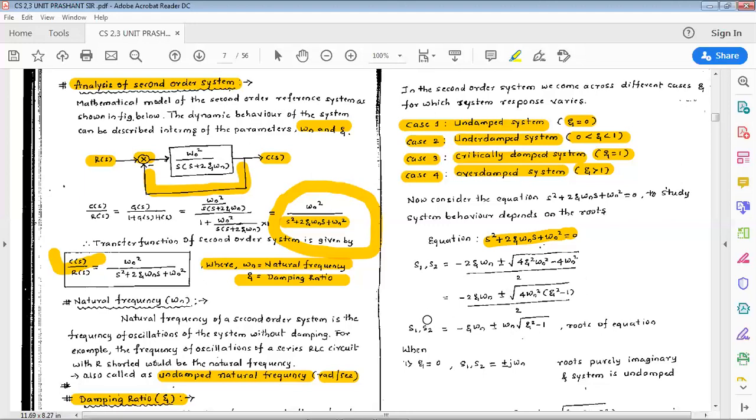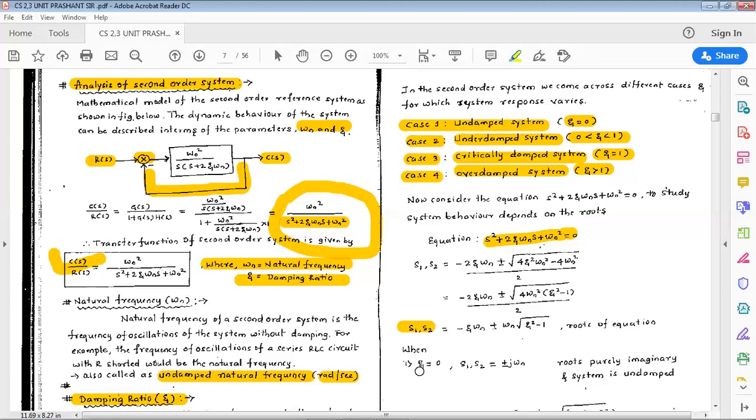Upon simplifying this, we get the two roots, s1 and s2, equal to minus zeta omega n plus or minus omega n under root zeta square minus 1. These are the roots of the equation. When we consider the different cases, the system behavior changes depending on the roots of the system.